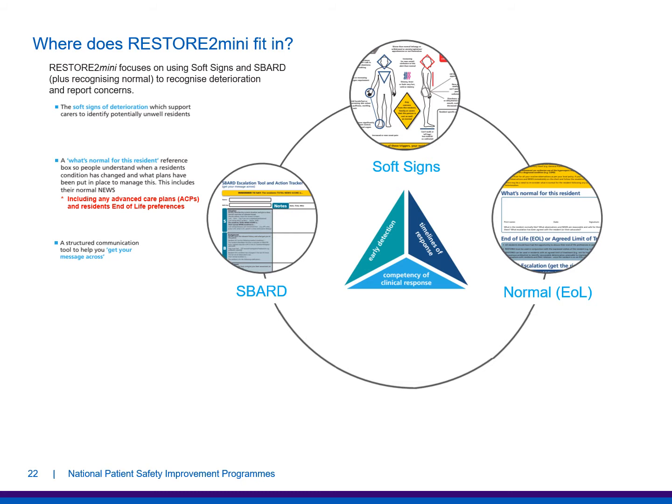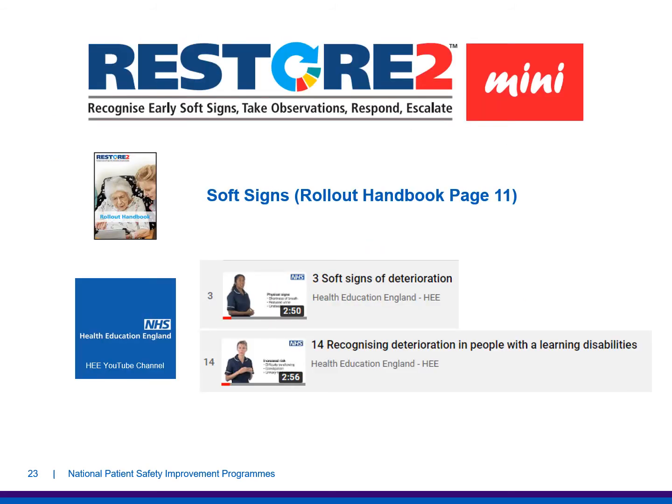Restore2mini doesn't include taking observations and using the NEWS score, so it moves straight round to raising concerns based on the soft signs identified, using the SBARD escalation tool and action tracker. Soft signs are covered in the handbook on page 11, and 2 specific videos, number 3, soft signs of deterioration, and number 14, recognising deterioration in people with a learning disability.